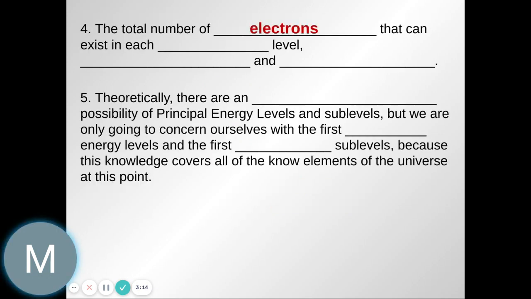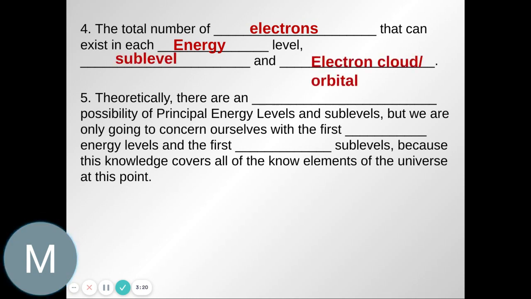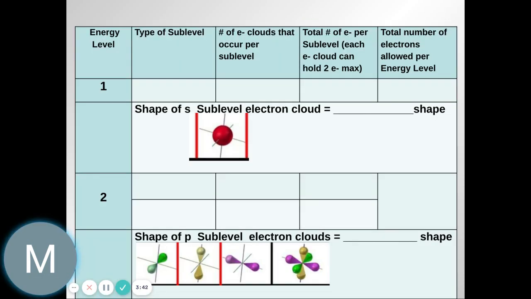Okay. So it's going to tell us the total number of electrons that can exist at each energy level, sublevel, and also in the electron cloud. Now, theoretically, we could have an infinite possibility of principal energy levels, but we're only going to concern ourselves with the first 7 energy levels and the first 4 sublevels, because this knowledge covers all the known elements of the universe at this point.